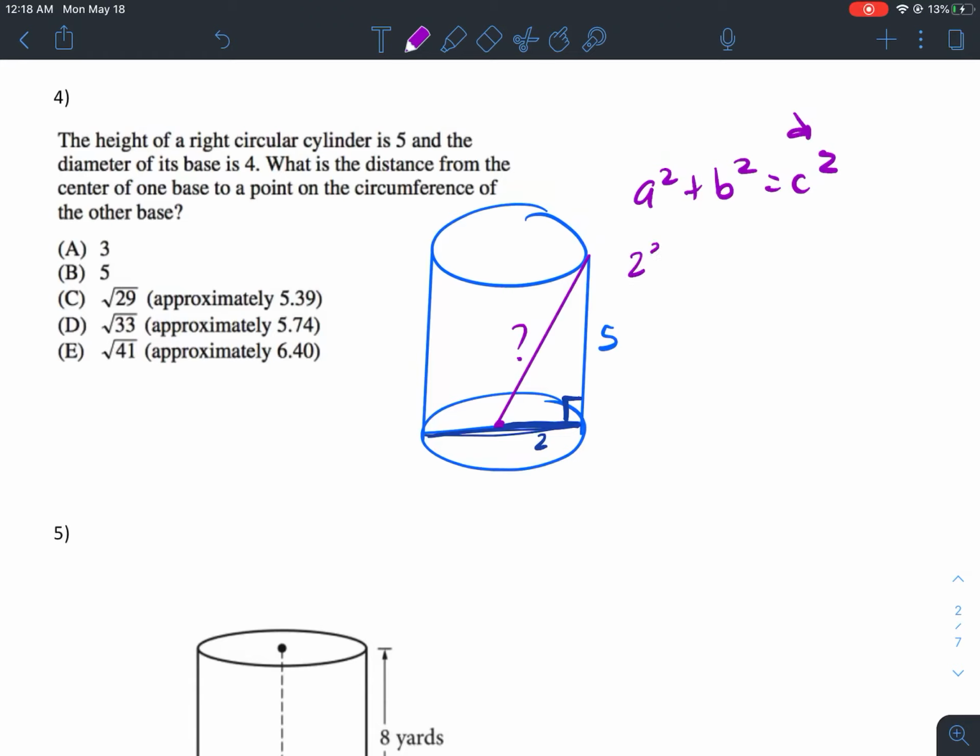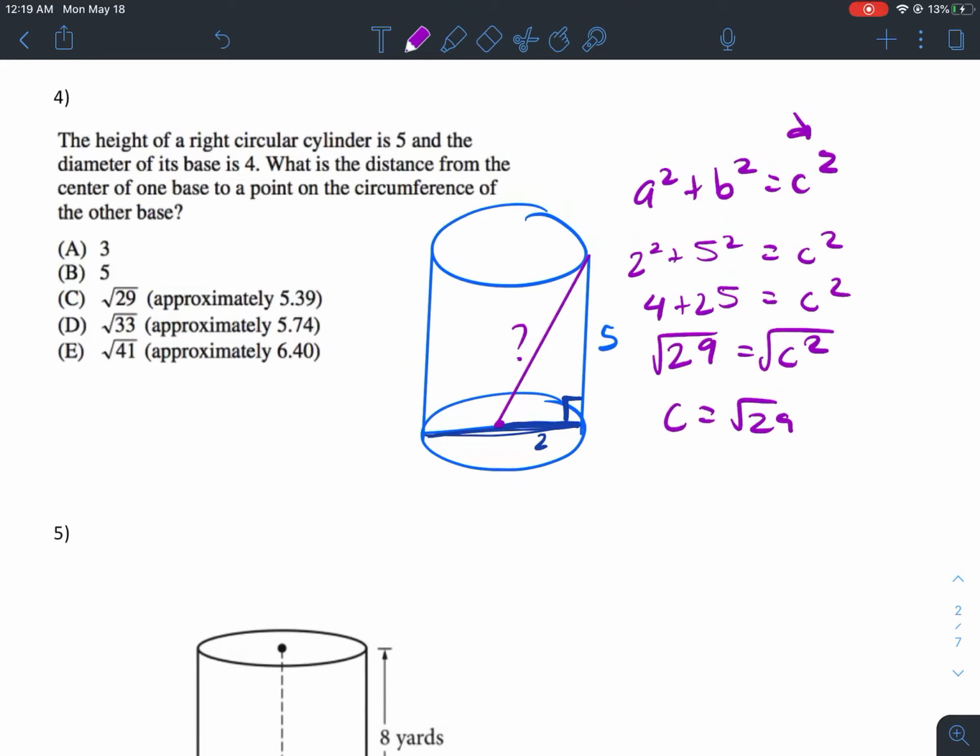In this case, we're trying to find the hypotenuse, so we just have to plug in the legs. We're going to do 2 squared plus 5 squared equals C squared, and we get 4 plus 25 equals C squared, which gives us 29 equals C squared. So we get C equals root 29, which means that this distance is going to be equal to root 29.